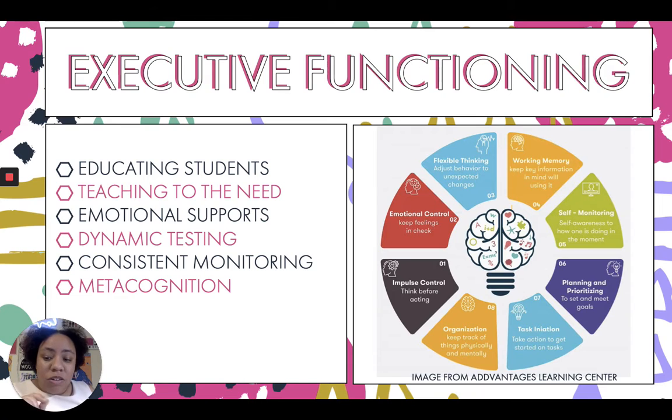Metacognition. Actually teaching students how to think is a very important skill, specifically with executive functioning skills, because they lack the skills to be able to execute the things that I talked about in this diagram. The next thing is being able to keep your students engaged in the learning in your classroom and be able to support them throughout the process.